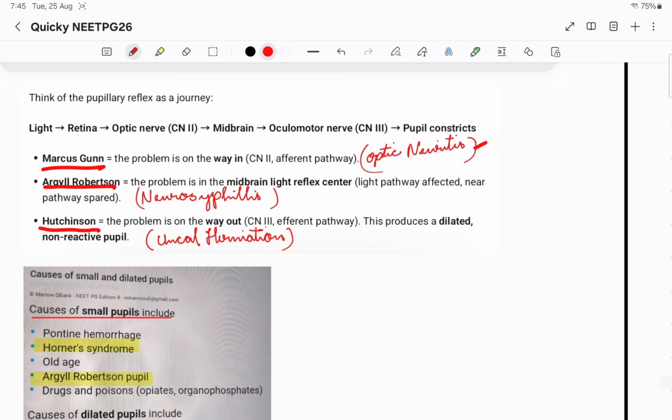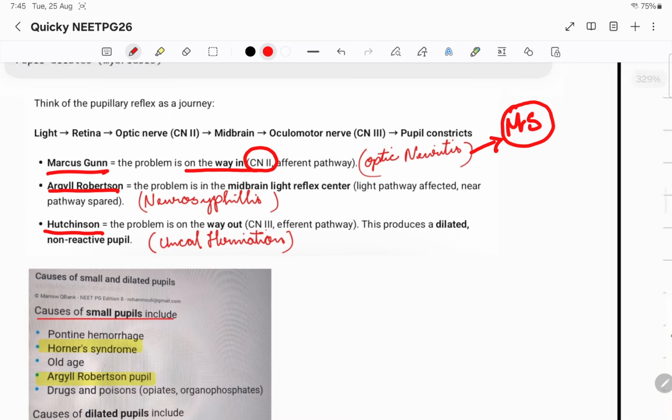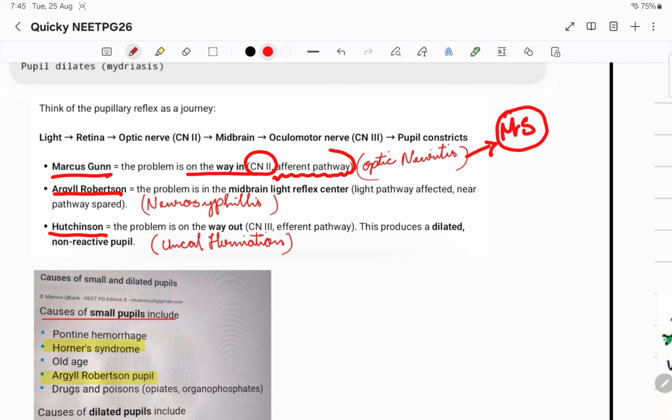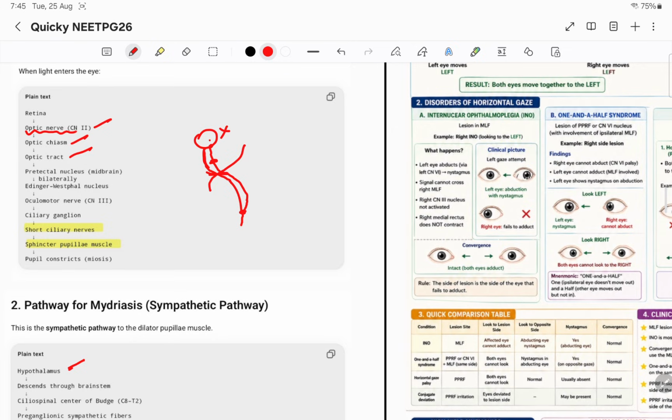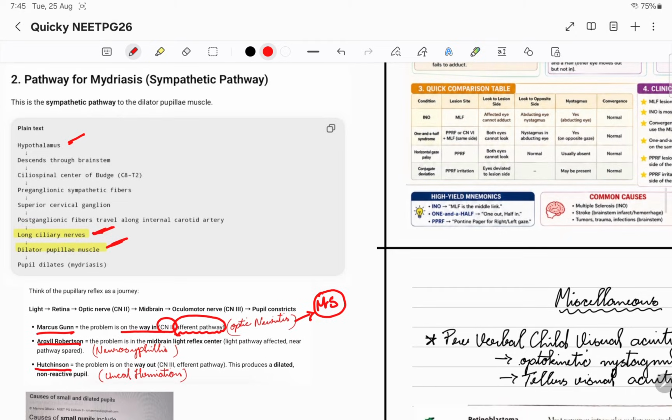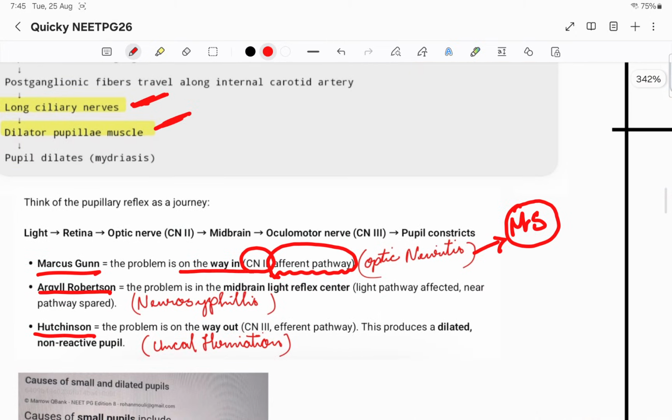I told you, right? Optic neuritis is one of the best features we can elicit in MS. Multiple sclerosis we discussed in neurology, right? So in multiple sclerosis, optic neuritis will be there. The problem is with the optic nerve, so the afferent pathway is affected. In Marcus Gunn pupil, the afferent pathway is affected, meaning the signal itself is not being carried. Each region being affected leads to different pathologies. So in Marcus Gunn pupil the afferent pathway is affected and the reflex won't be carried at all in that particular eye.